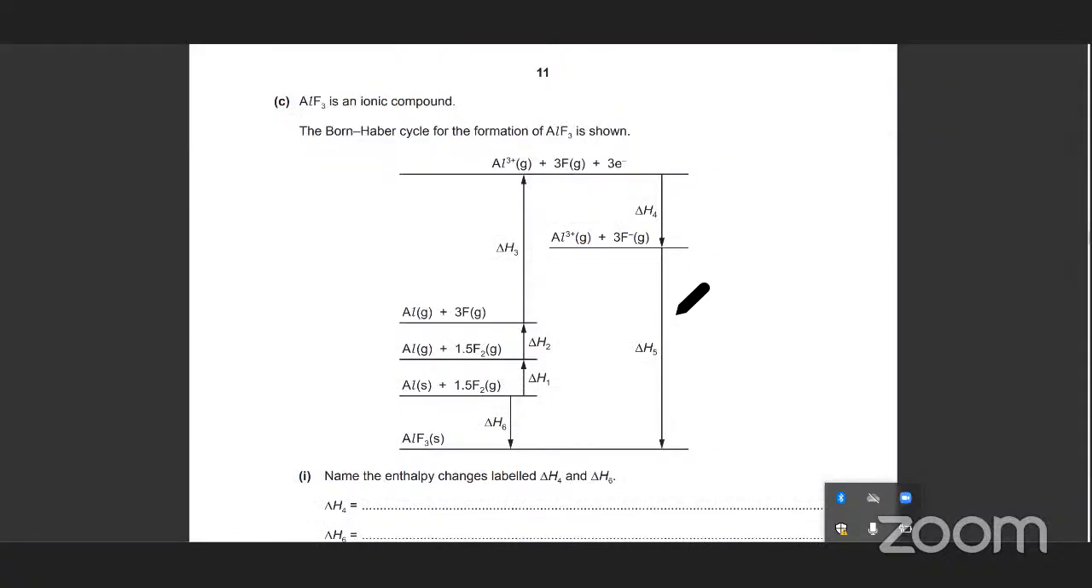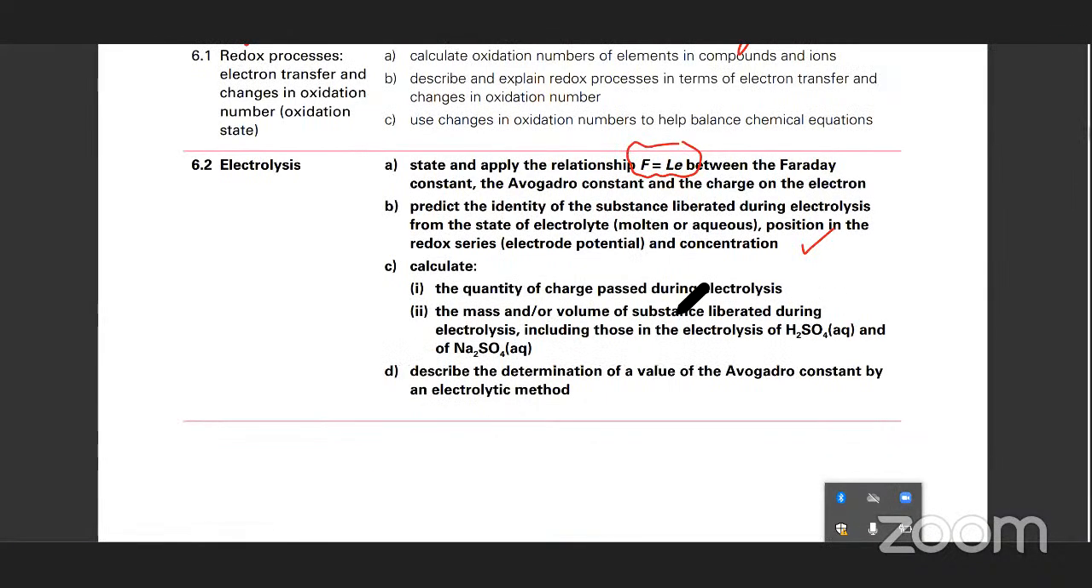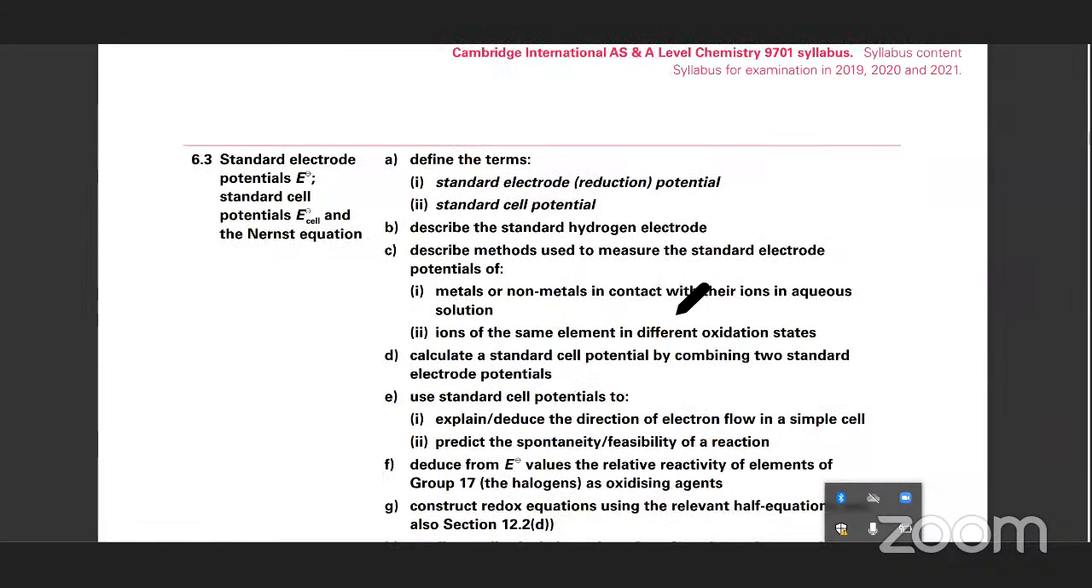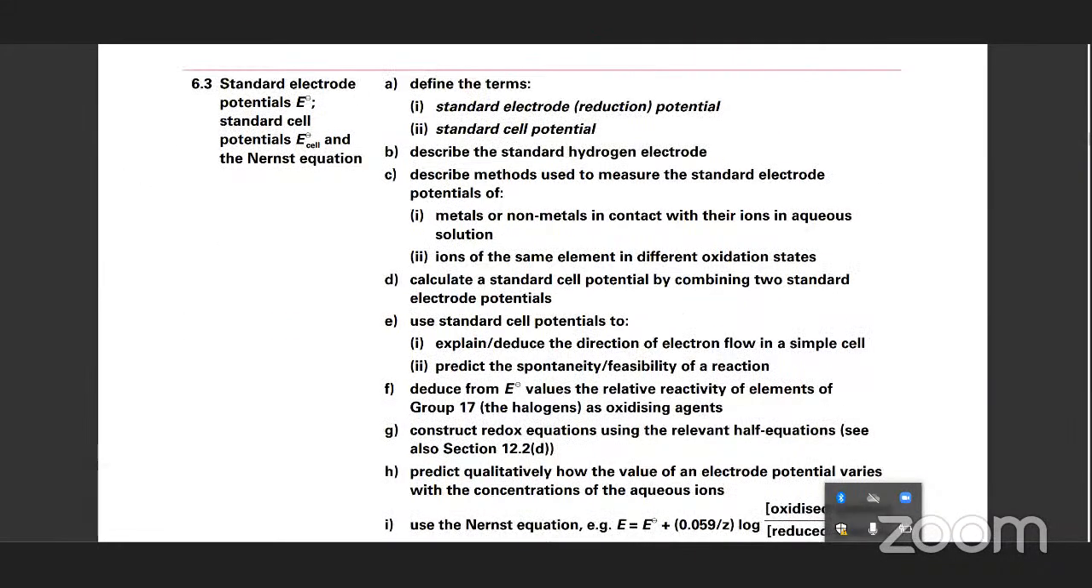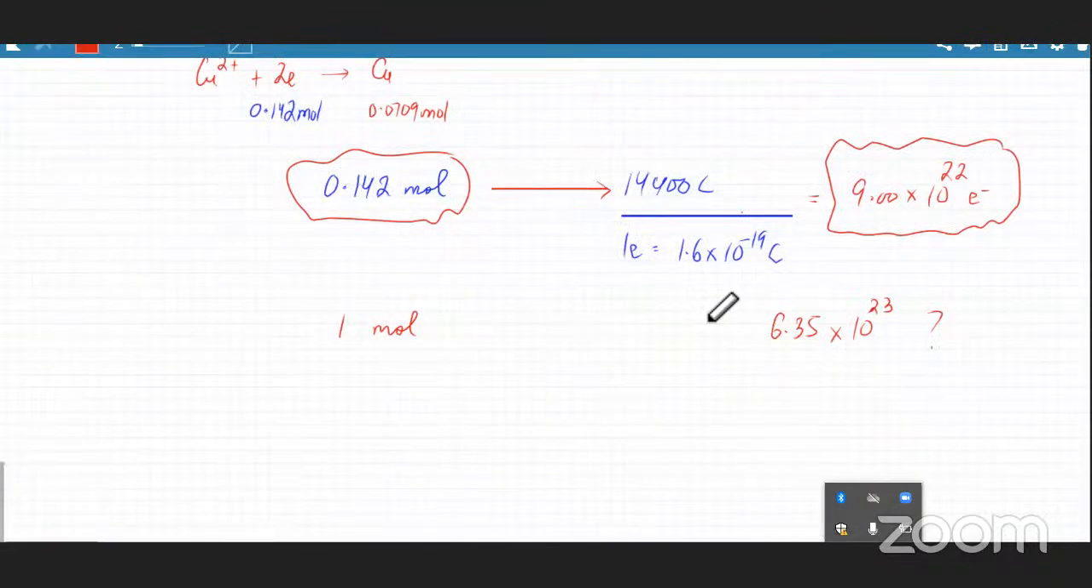Sir, can we also find the Faraday constant by doing the ratio, and then using F equals LE to find Avogadro's constant like that? Exactly, you can do that. For example, in this case, you can find the Faraday constant as well using the same values. Like 0.142 moles has this much charge, right? So what is the Faraday constant? The Faraday constant is the charge on 1 mole of electrons. So you can use ratios and find the charge on 1 mole of electrons.